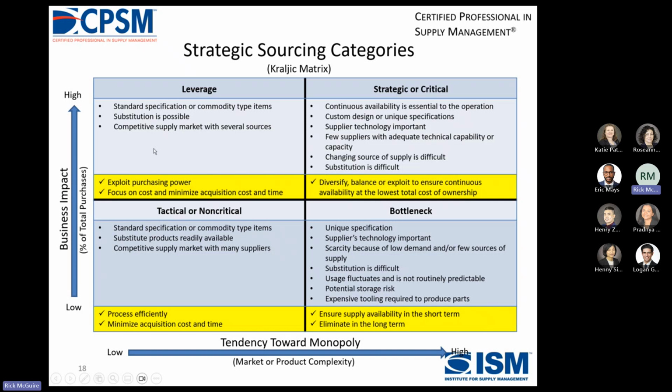Up here, the spend is much higher, but there's a lot of suppliers and you're trying to use a standard specification. Substitutes are also still possible. This is like when we buy tires and wheels. That's a classic leverage. We spend hundreds of millions of dollars on tires and wheels, but it's a standard spec. It's not our spec, and you can substitute very easily. So here you want to exploit purchasing power and focus on cost.